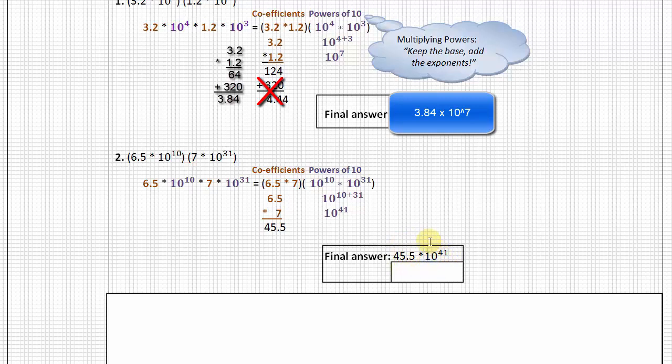However, the issue is that this coefficient is not in proper notation for scientific notation. Remember, it can't go past the ones place. So I have to move my decimal place over between the 4 and the 5, which is going to increase my power of 10. So my final answer would be 4 and 55/100 times 10 to the 42nd. So always important that as you're doing this work, your final answer is always in proper scientific notation form.